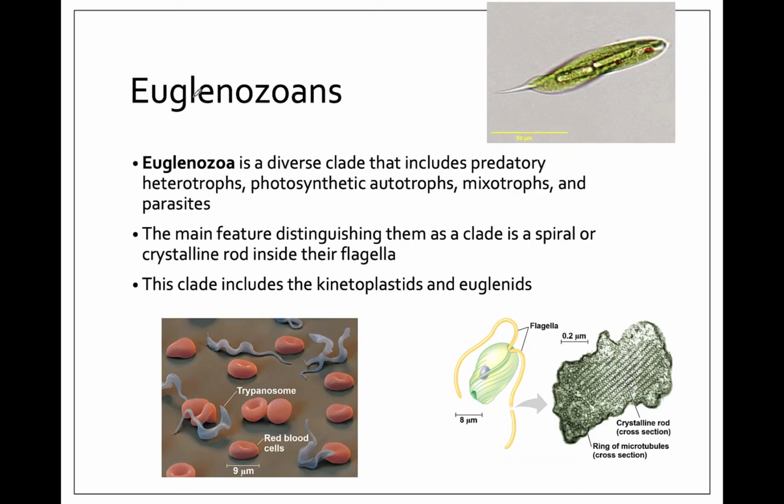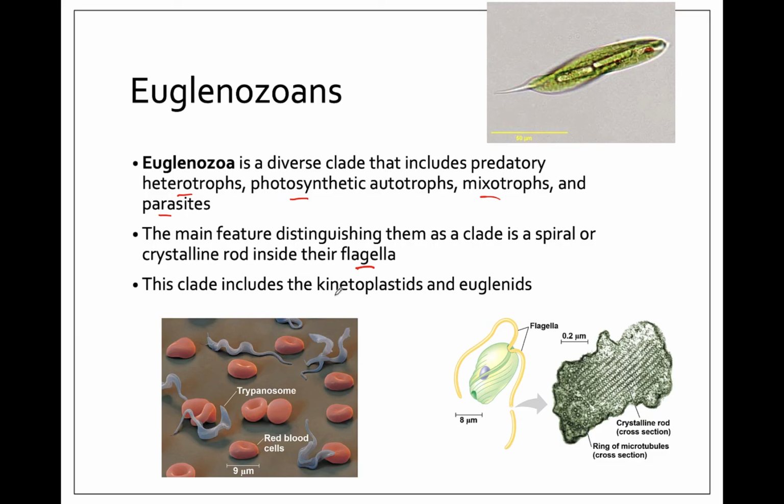The third monophyletic clade in the excavates is the euglenozoa. Notice that some of these are photosynthetic, so these would have been the result of one of the secondary endosymbiosis events. There's a huge variety in the way that they feed. Some are heterotrophs, some are photosynthetic, some can do both, and then some are actually parasites. Their distinguishing features include their flagella, and we're not sure what the function of the crystal rod in the flagella is, but many of these individuals actually have this.